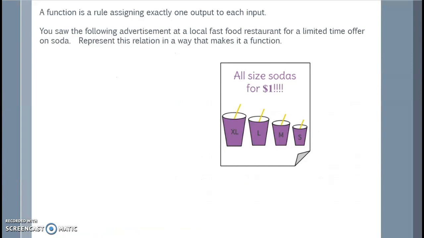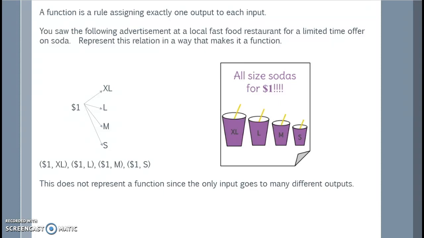You saw the following advertisement at a local fast food restaurant for a limited time offer on soda. Represent this relation in a way that makes it a function. All size sodas for $1. So let's say I have $1. That dollar could give me an extra large, a medium, and a small. So if I'm using my input as $1, my outputs would be the different sizes. This creates a problem because this does not represent a function, since the only input goes to many different outputs.